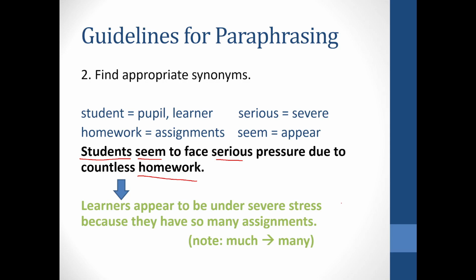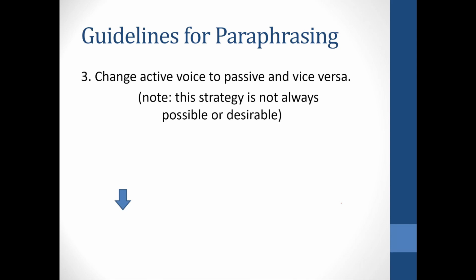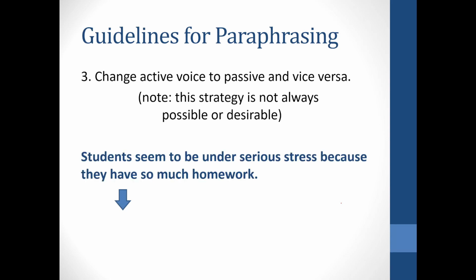We have the structure, and then we have the synonyms, and then we have the third one: change active to passive and vice versa. But do note, this strategy is not always possible or desirable, because sometimes when you make it active or make it passive, it becomes very weird. The wordings become different, the changes are very undesirable. Okay, let's look at an example. Same sentence: Students seem to be under serious stress because they have so much homework. So how do you change it from active to passive? Let's look at the example.